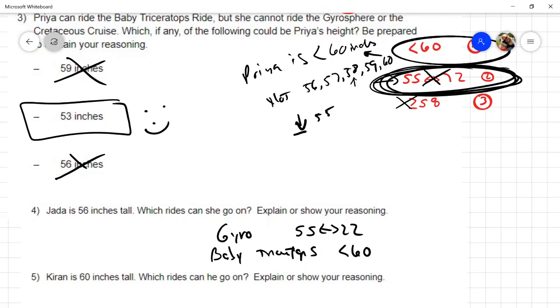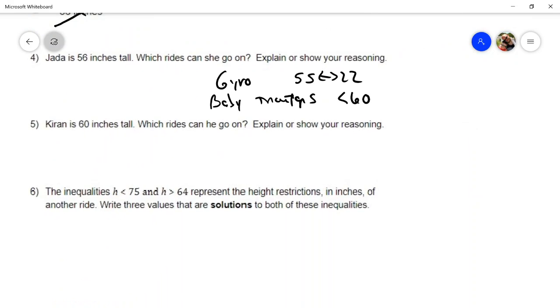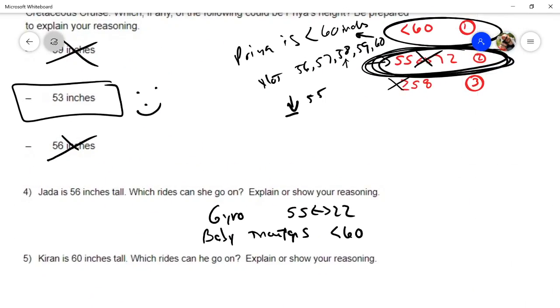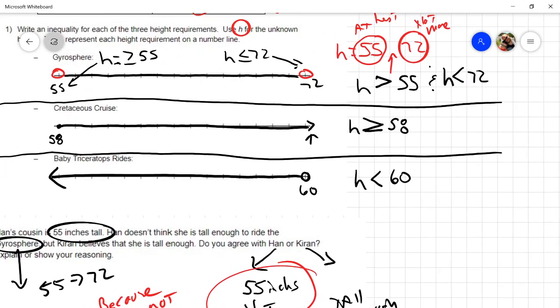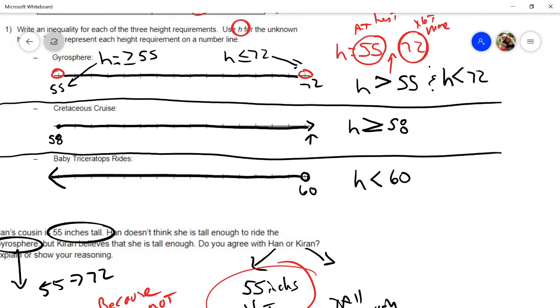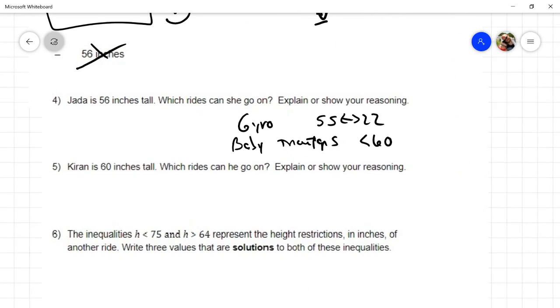Okay, Kieran is 60 inches tall. Which rides can she go on? So let's see, she's 60 inches tall, so let's go back up here. If she is less than 60, she can't do the baby Triceratops. Greater than, so she can do the Cretaceous cruise, and she could do the gyrosphere. So the gyrosphere and the Cretaceous cruise.